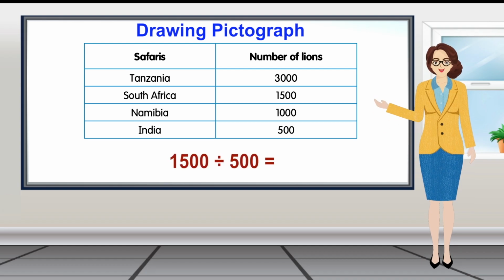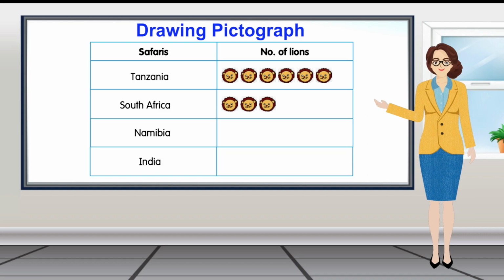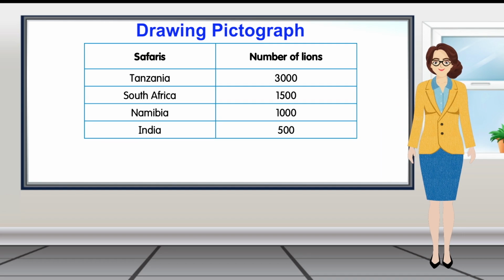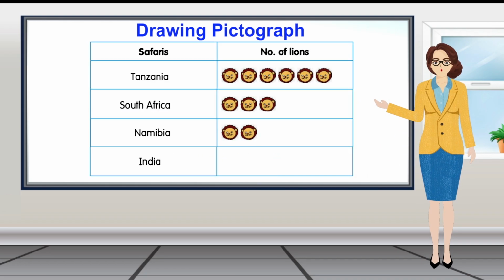1500 divided by 500 equals 3. Thus, we will draw 3 lion faces in South Africa. In Namibia, the number of lions is 1000. 1000 divided by 500 equals 2. Thus, we will draw 2 lion faces in Namibia.